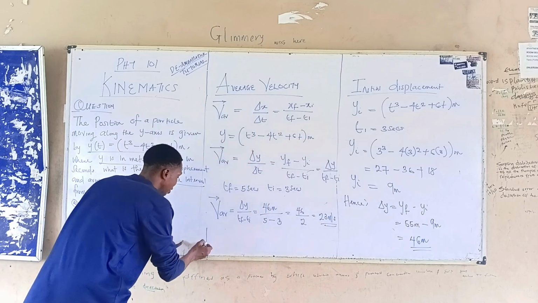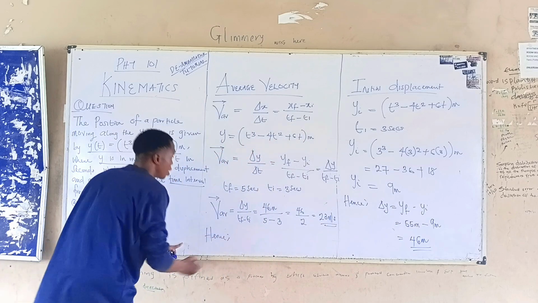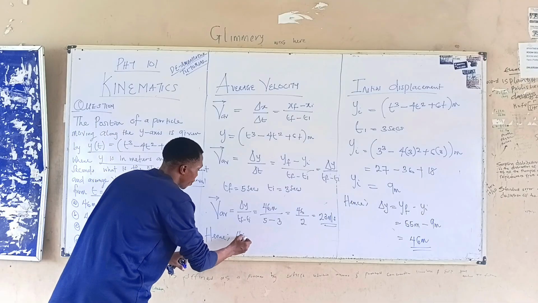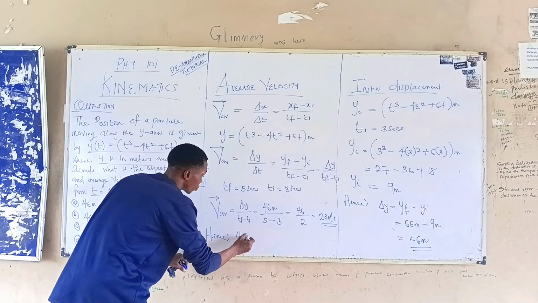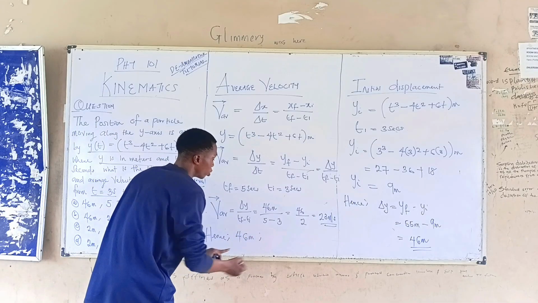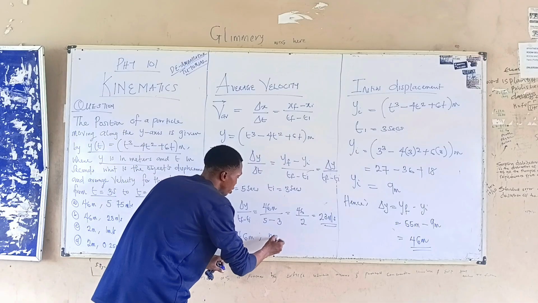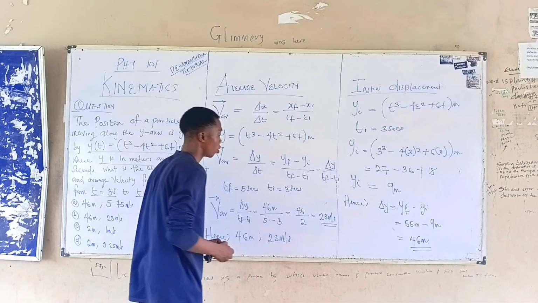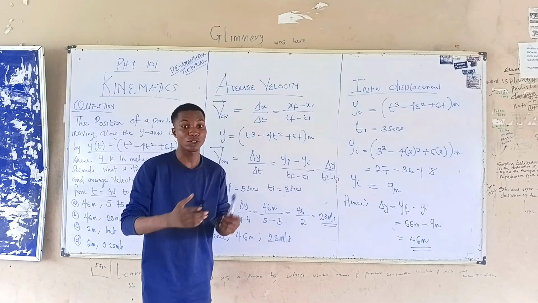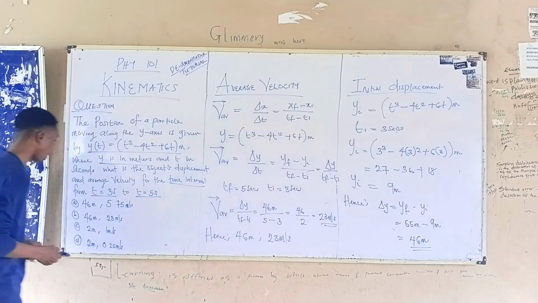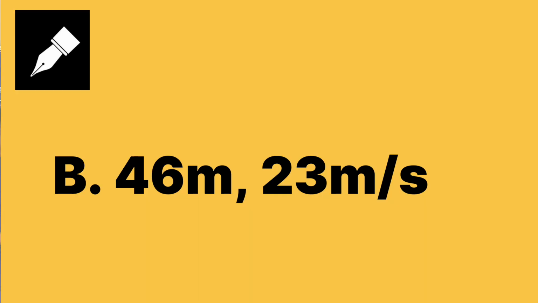Hence, the answer to this question is 46 meter based on the displacement, semicolon, then 23 meter per second based on the average velocity. Let's look at the options. In the options, our right answer is option B, which is 46 meter, 23 meter per second.